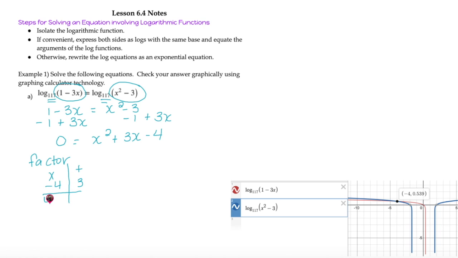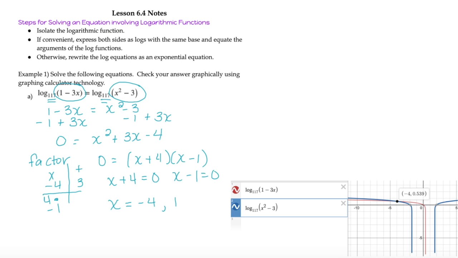Here we would have 4 times -1, since 4 times -1 is -4, but when I add, I still have +3. In factored form, we'll have x plus 4 and x minus 1. Now that it's factored, we know we can set each factored piece equal to 0 and solve. So our choices are x is -4 and x is +1. We know we have to check our results.